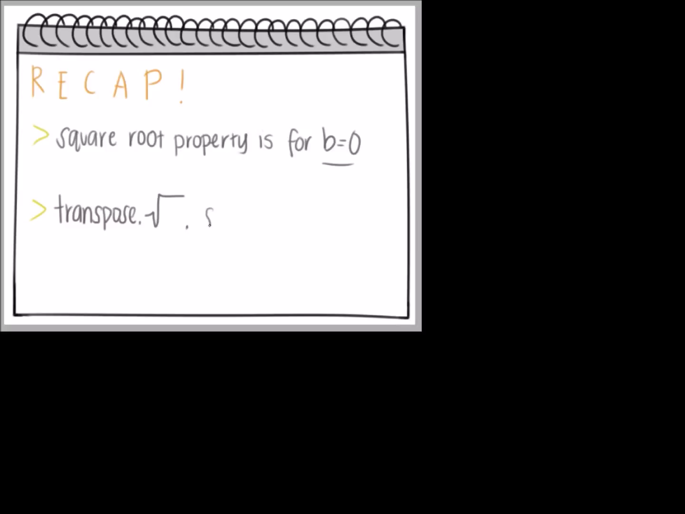Now to summarize, this method, the square root property, can only be used when b is 0, or when all that is present is a squared variable or expression and the constant. The process is transpose constant, then take the square root of both sides, then solve resulting equations.